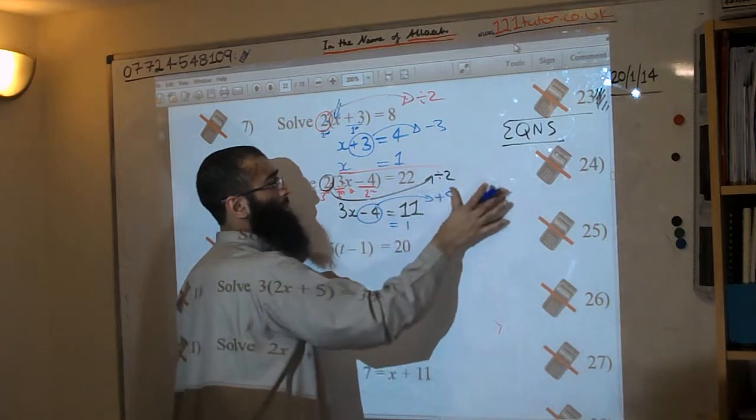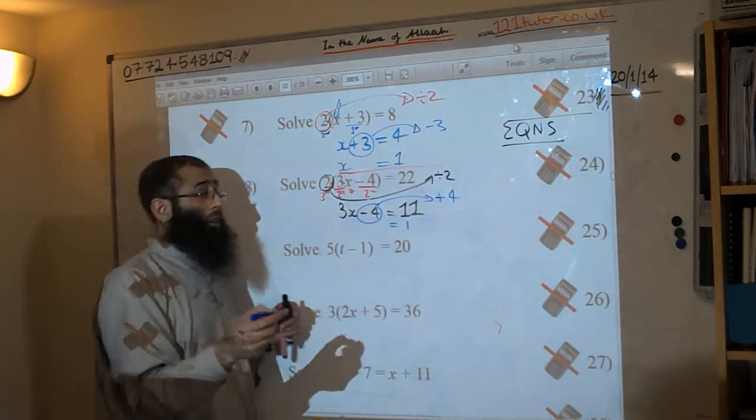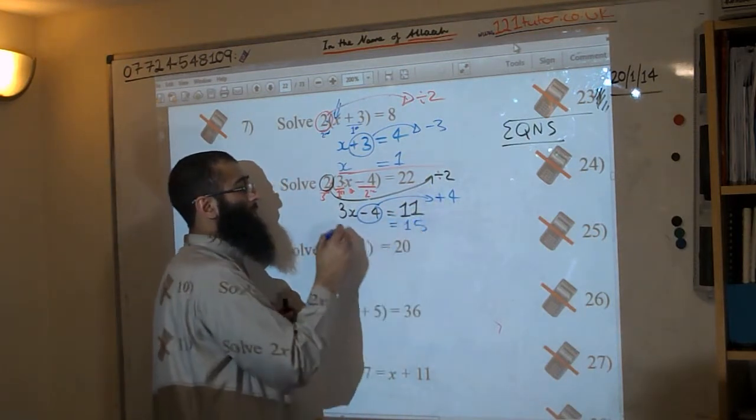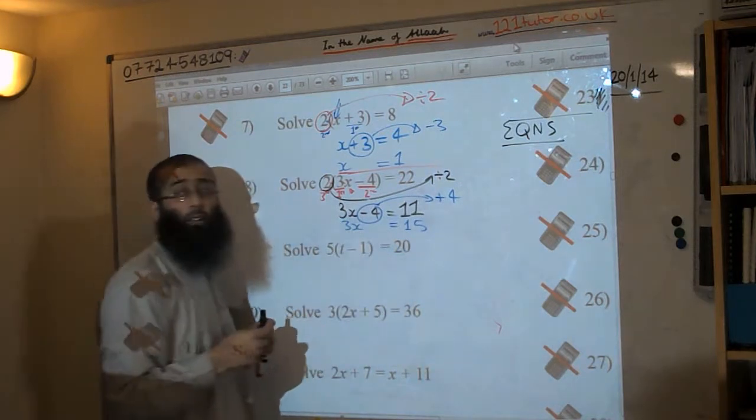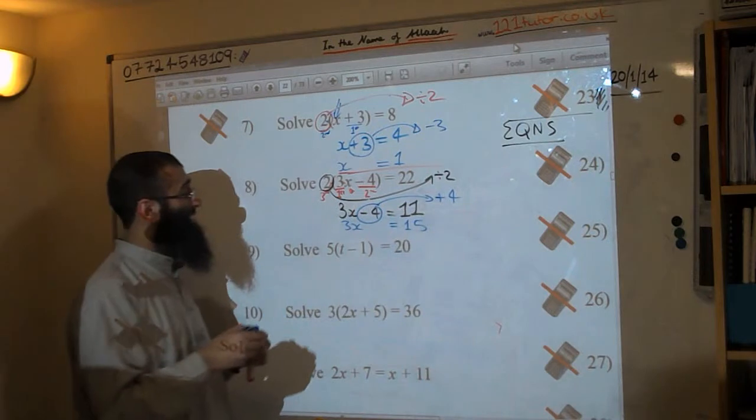Add 4. So that's plus 4. So 11 add 4 will give us 15. So we have 3x is equal to 15. So I was thinking about 15 already in my head there. I thought that was 5.